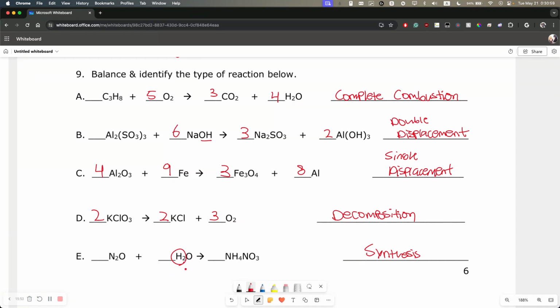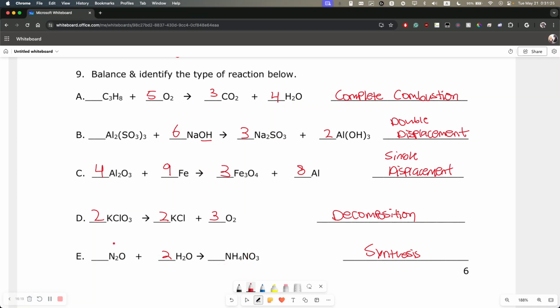2 hydrogens on the left-hand side, 4 hydrogens on the right-hand side. This number has to be a 2 in front to get 2 times 2. That makes it 4 hydrogens. And so that changes the number of oxygens. We have 1 oxygen here, 2 oxygens here now, for a total of 3 oxygens on the left-hand side of the reaction. We also have 3 oxygens on the right-hand side of the reaction.